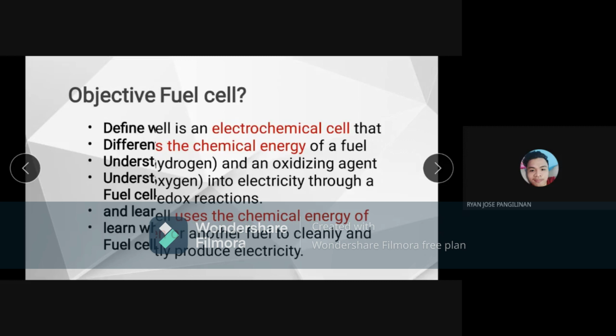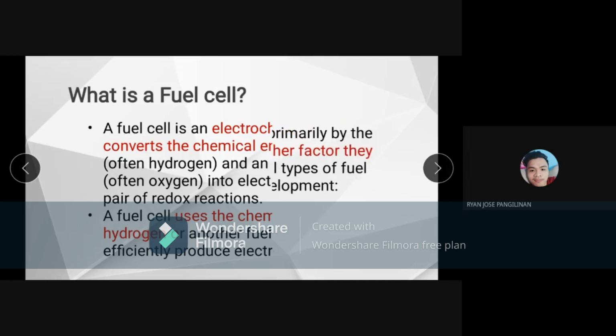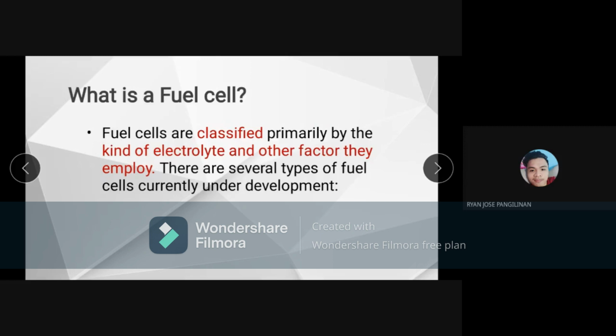First, let's define what a fuel cell is. A fuel cell is an electrochemical cell that converts the chemical energy of a fuel, typically hydrogen fuel, into electricity. A fuel cell uses the chemical energy of hydrogen or another fuel to efficiently produce electricity. It is further classified primarily by the kind of electrolyte and other factors they employ. There are several types of fuel cells currently under development.